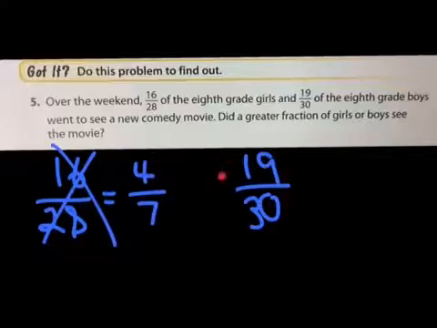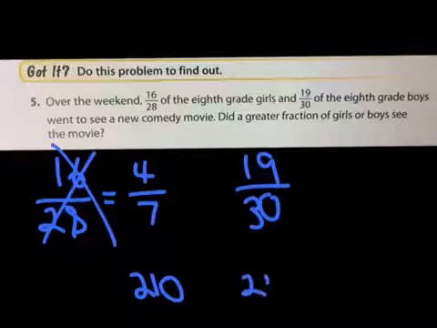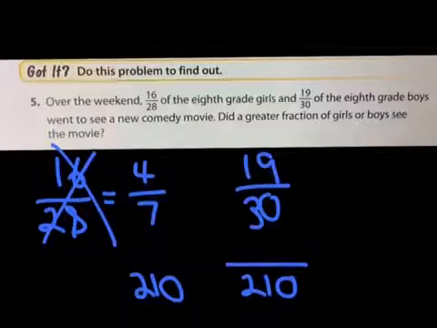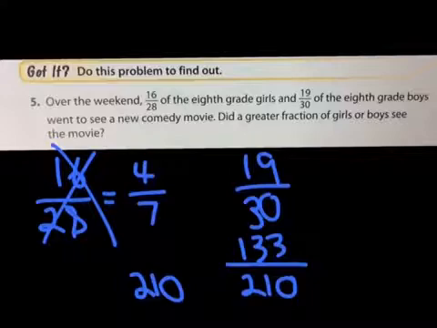Now I know I can't simplify this one because 19 is a prime number. Now what do I have to do to find a common denominator between these two? The lowest common denominator that I can find for these two numbers is actually quite high. It's 210. Well, the 30 was multiplied by 7. And so I must multiply the 19 by 7. When I multiply the 19 times 7, I get 133. Now what I did was actually I rounded this up to 20 and multiplied it times 7. I got 140, and then I just simply subtracted one of the 7s because it's 19 sevens, not 20 sevens.